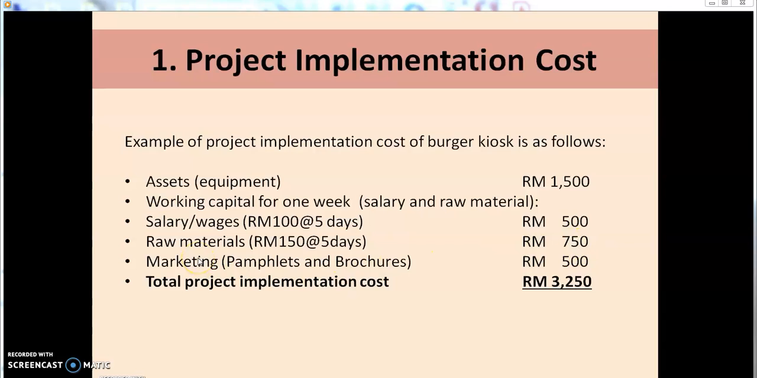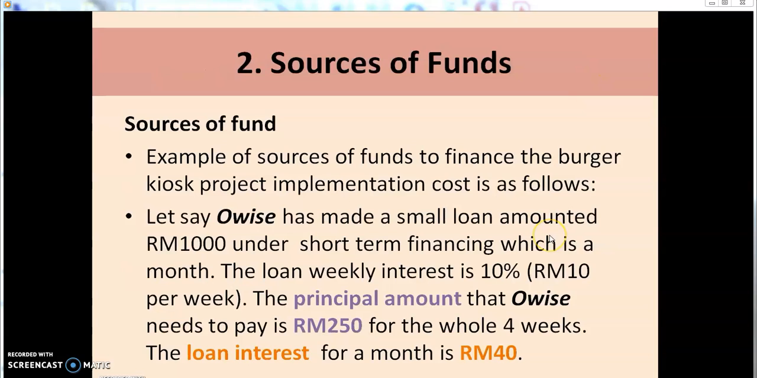The marketing purpose, to create the pamphlets and the brochures. Let's say it is roughly about 500 ringgit. So in total, we have for the implementation cost RM3,250. So this figure is the project implementation cost that you need to pay. You need to have sufficient money to pay for the implementation cost. And then, how are you going to finance the cost? You need sufficient sources of funds.